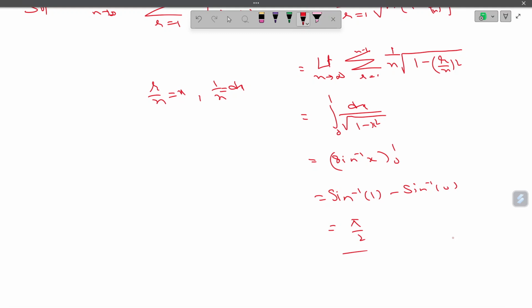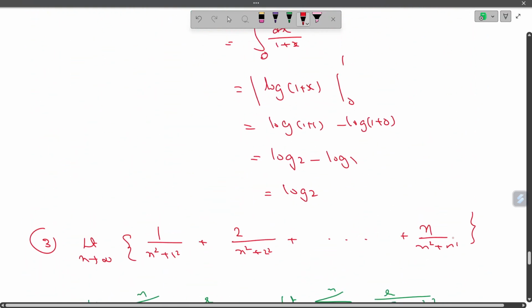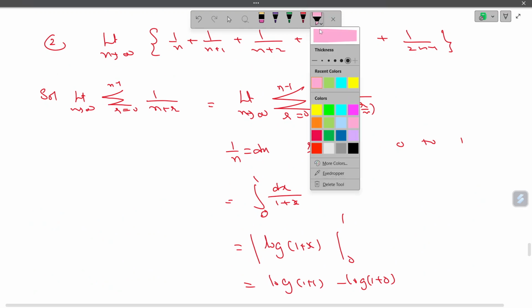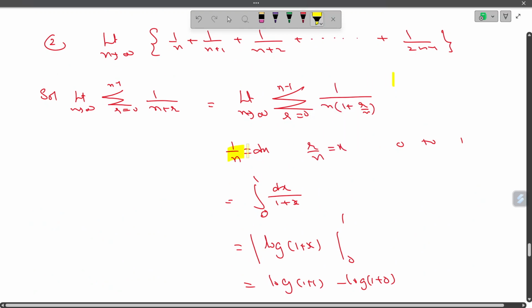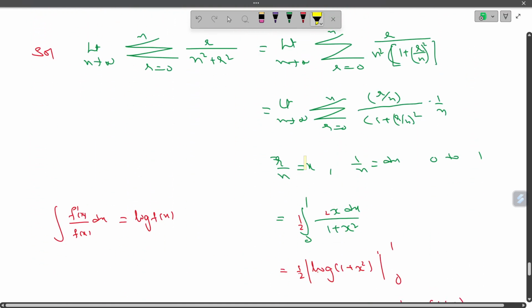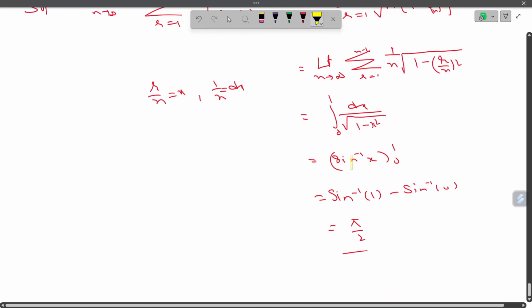Integration as the limit of the sum. If it is given, we have to go like this. It is a series form. You have to convert the series into an integral. Remember a few things, please. 1 by n equal to dx you have to take, r by n equal to x. Most of the time limits are 0 to 1. Then it comes into the shape 1 by 1 plus x, dx by 1 plus x, the integral is log x. Again it is the same, simple f dash x by f x, log of f of x. And this is under root 1 minus x square, sine inverse x.